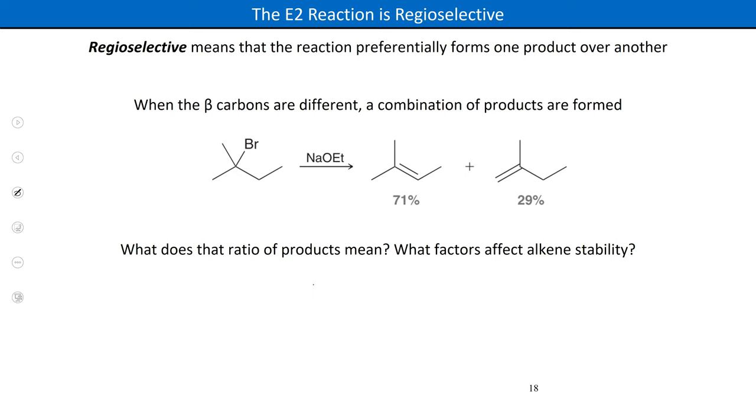So for instance, for this molecule, we have three alpha carbons, right? Two of them are identical, but the third one is different, right? It doesn't matter which of these two alpha carbons, them being identical means that our base could grab any one of the six hydrogens attached to those methyl groups, and we'd get this product, right? However, if it grabbed one of the two hydrogens here, then we get this for the first product, the major product.